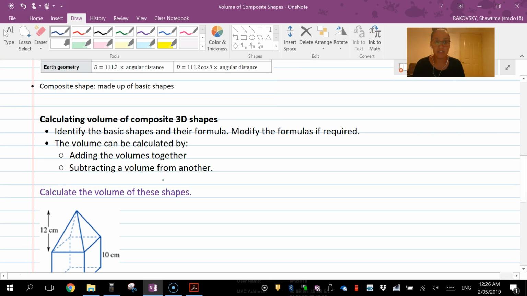Now, to calculate the volume, generally it's a little bit easier than surface area, because you're actually just either adding two volumes together or multiple volumes together, or subtracting one volume away from another. So it doesn't require as much spatial thinking as surface area.